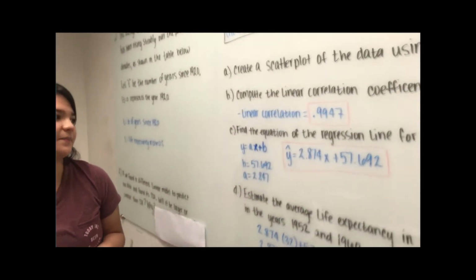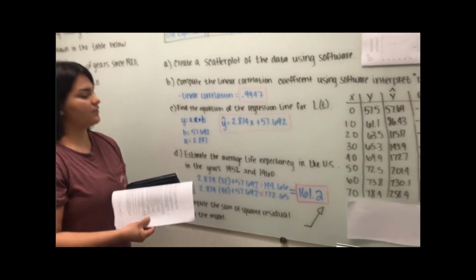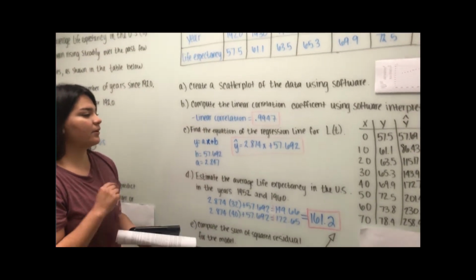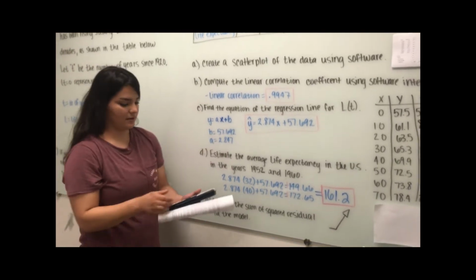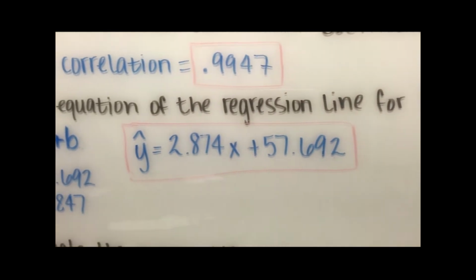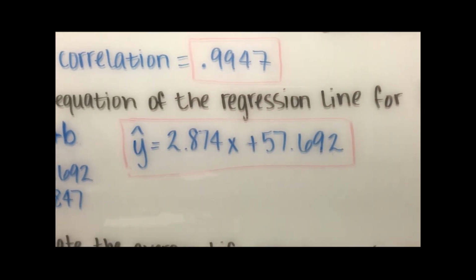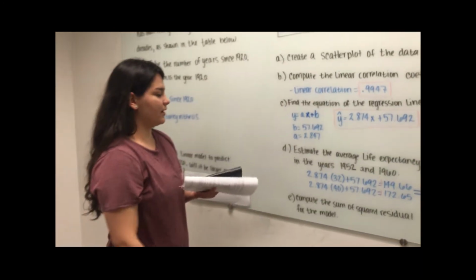For letter C, it said to find the equation of the regression line for L(T). With the regression line, the formula is y equals ax plus b. It would be y equals 2.874x plus 57.692, which is your y hat, because it's your predictor.